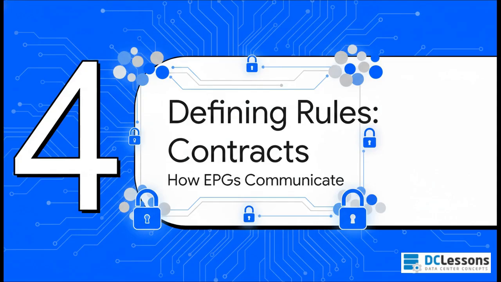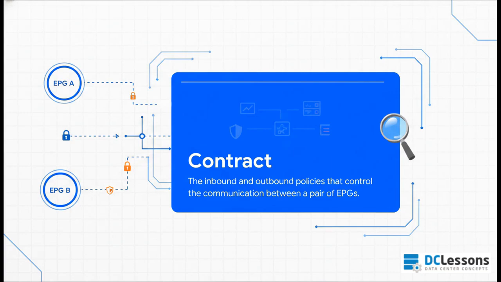Okay, so we've got our groups. But here's the catch. By default, they can't talk to each other at all. So how do we control that communication? Well, that's the job of our second key building block, contracts. A contract is, well, it's pretty much exactly what it sounds like. It's a set of rules that governs the relationship between 2 EPGs. It explicitly defines what traffic is allowed to flow between them. We're talking specific ports, specific protocols. This isn't some afterthought. This is policy-driven security that's baked right into the application's design from the very beginning.